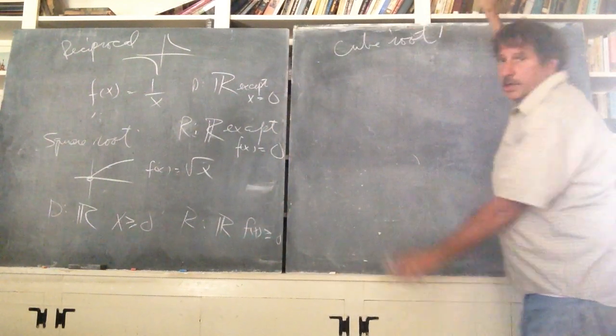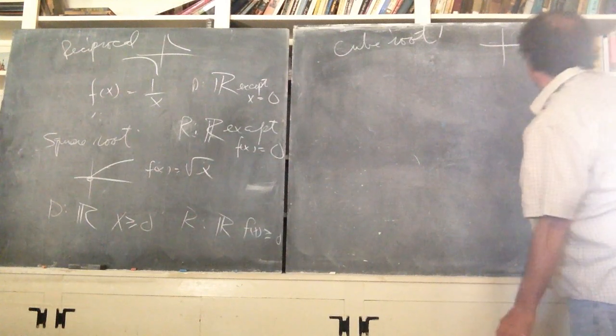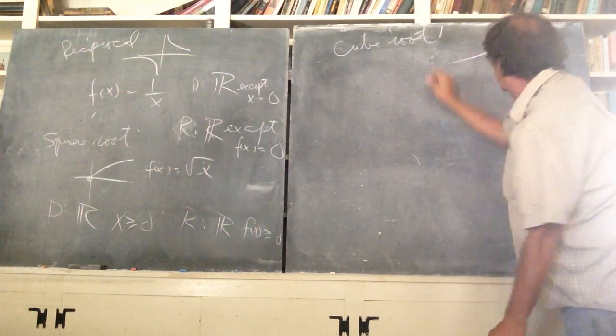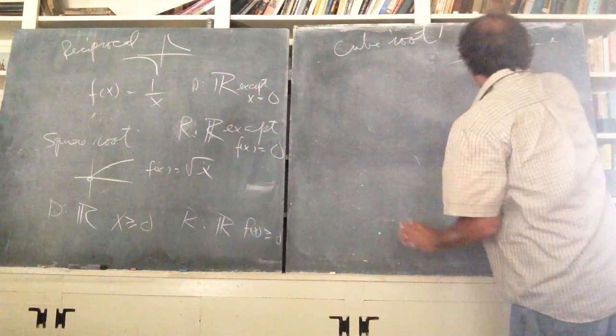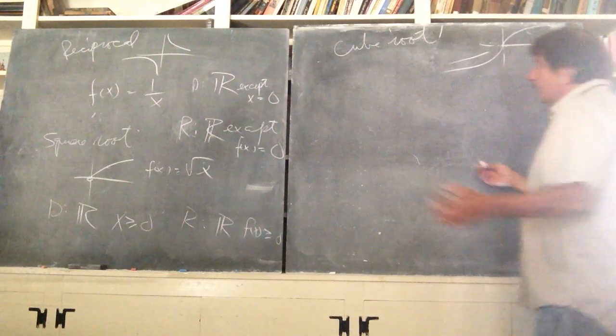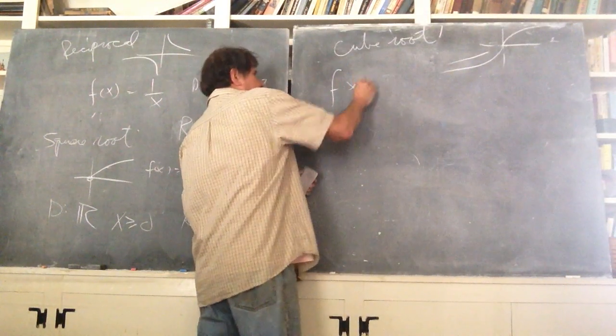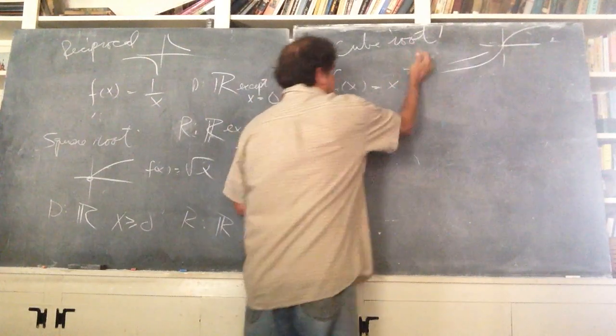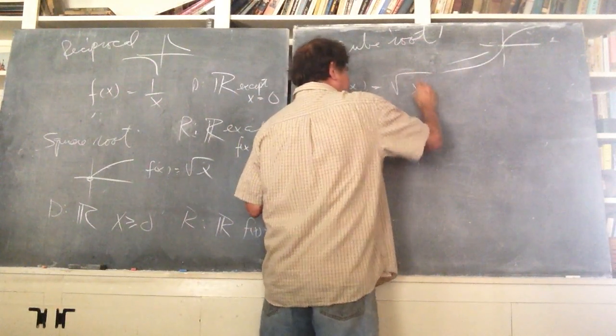Cube root function looks like this. Something like that. It looks like that. The function itself, the rule is the cube root of x.